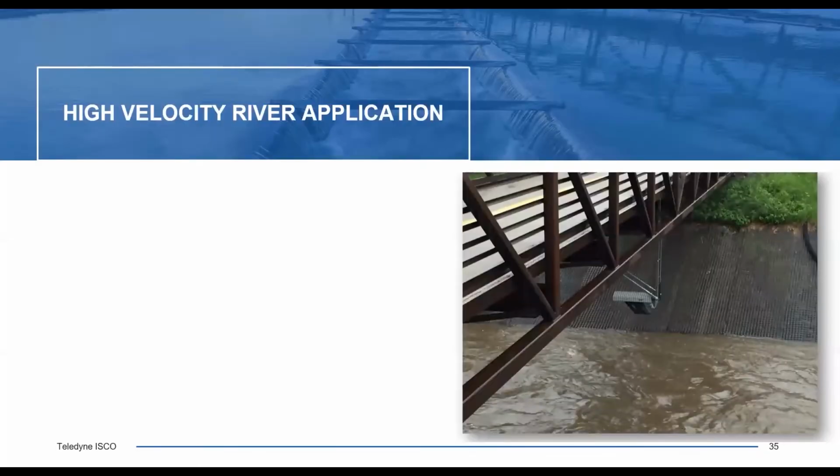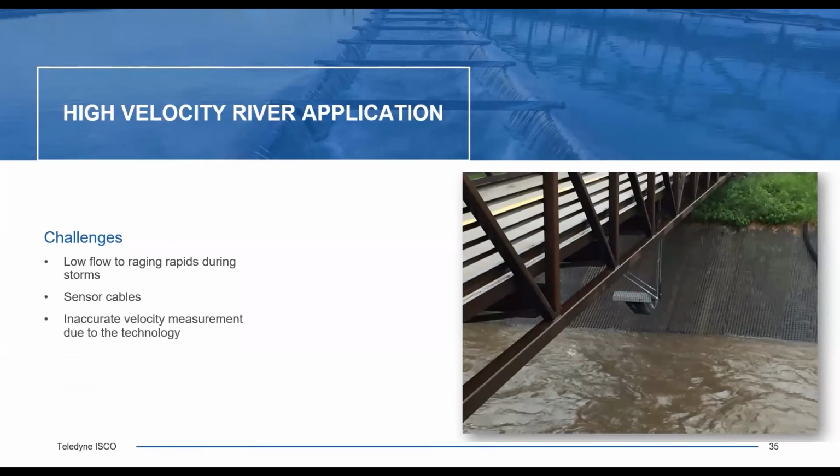Okay, here's another one that we're seeing a lot more of, which would be monitoring a river application. A lot of times you get some real high velocities in there, and those are dangerous and challenging as well. In this case, this site normally runs dry until they have an event, and then it'll go from either no flow or very low flow to pretty much raging rapids, as you can see in this picture. And you don't want sensors down in there if you can help it. You don't want cables hanging out of the water. And you could have some inaccuracies, again, due to your velocity measurement techniques and technology out there.